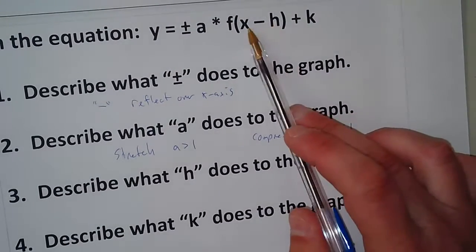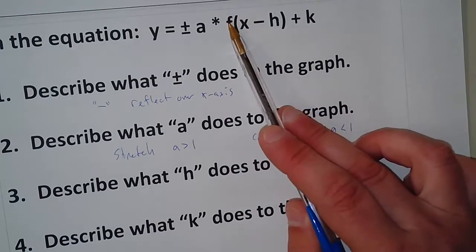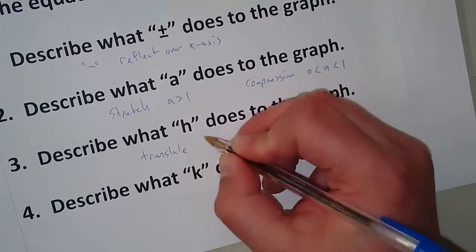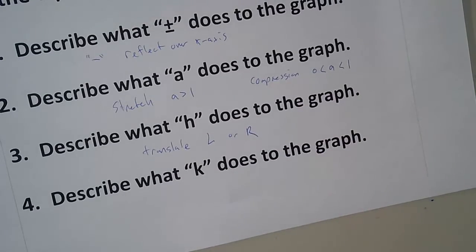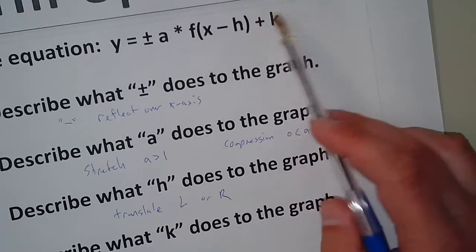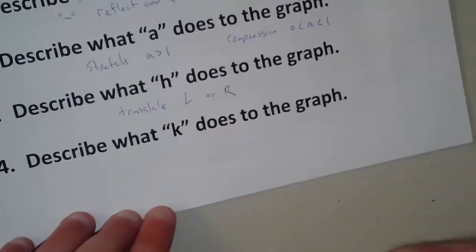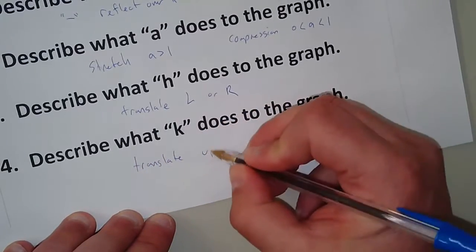Then you've got your h value. This is the one that goes directly to the x. Anytime you do something directly to the x like this, before the function takes effect, that's going to cause it to shift left or right. So you can call it shift, you can call it translate, left or right. And then the k value, that's the one that happens at the very end, on the outside of the function. That causes it to shift or translate up or down. So again, same concept, just up or down. So I'll say translate up or down.